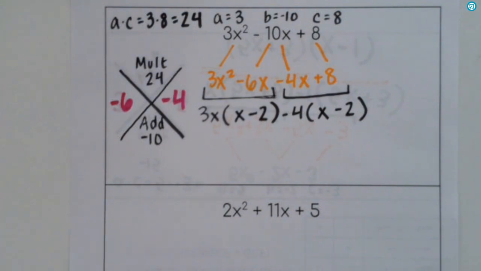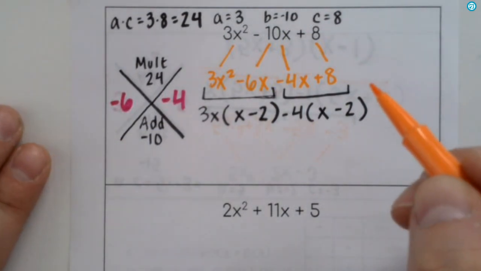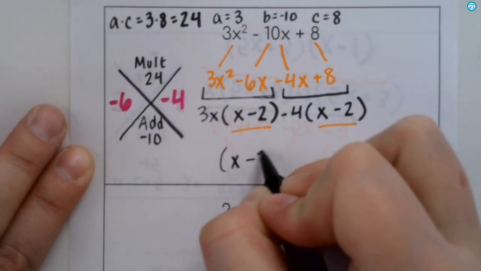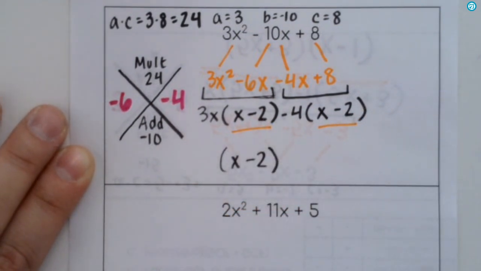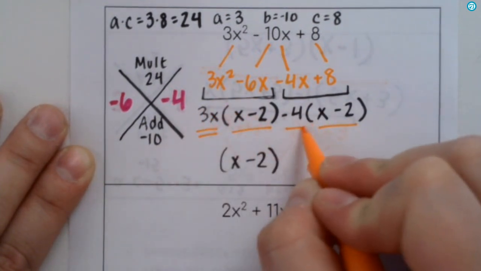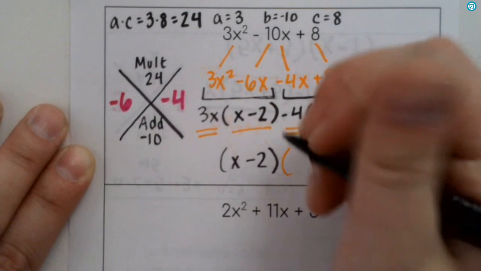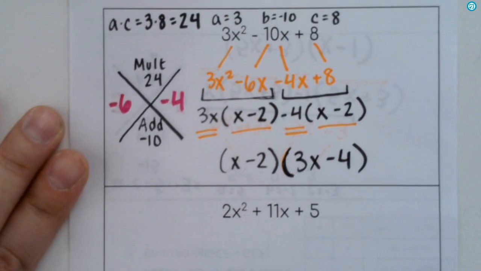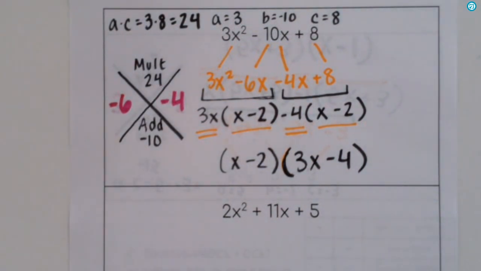Okay, then x minus 2 and x minus 2 match. So they'll go first. 3x and negative 4 will be my second pair, or my second binomial, I mean. All right. Any questions?